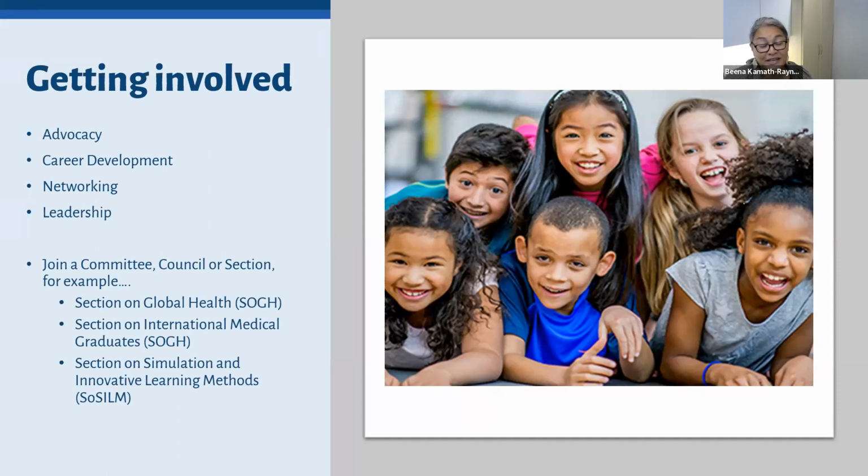This year, it is going to be in person for the first time in 2 years in Anaheim, California, October, I want to say 7th through 11th. And then there's also opportunities to join one of our committees, councils, or sections. So particularly under my area, we oversee 3 sections. One is the section on global health, the section on international medical graduates, and the section on simulation and innovative learning methods. Now, some of the sections do have an additional fee to join.